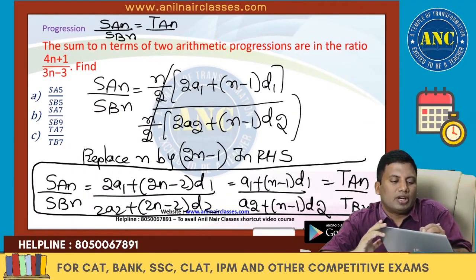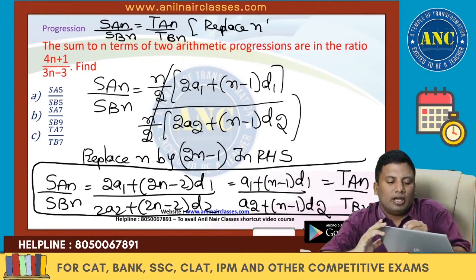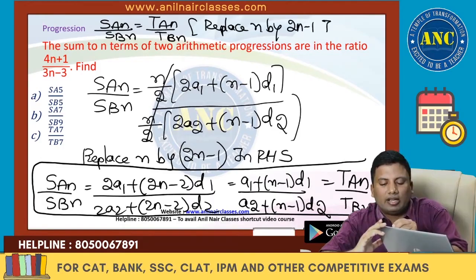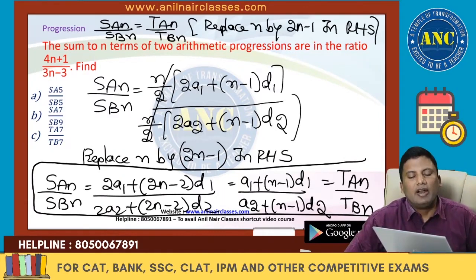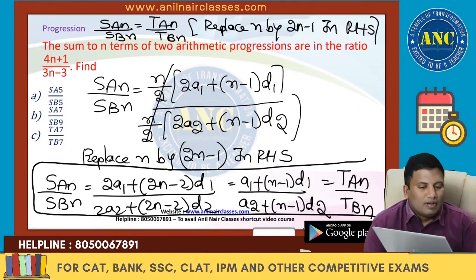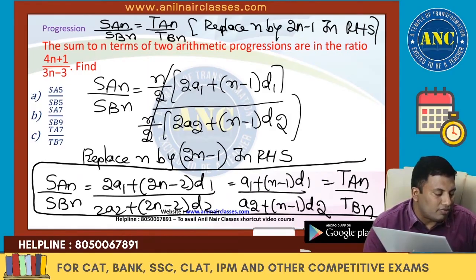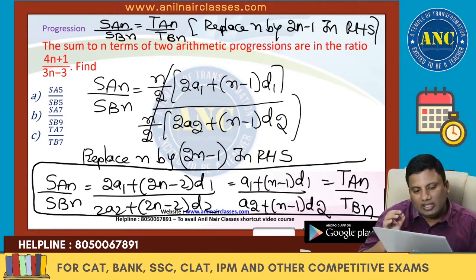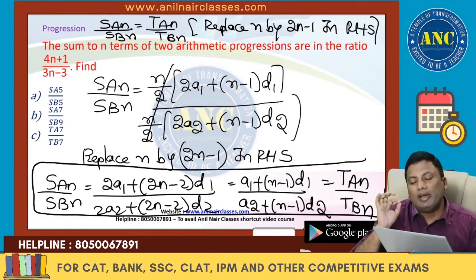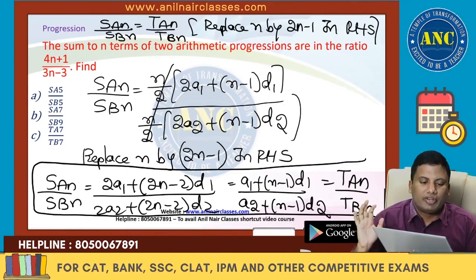Sum of n terms ratio becomes the nth term ratio if I replace n by 2n minus 1 in the right hand side. Replacing n by 2n minus 1 will make the sum of n terms ratio the nth term ratio.